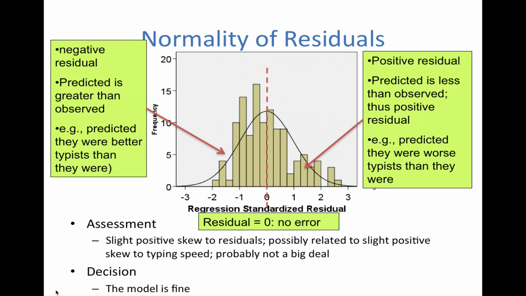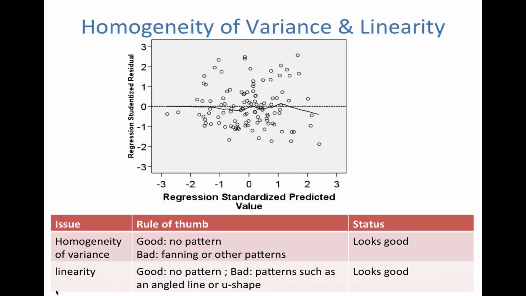You can also get plots of the residuals to see whether it's roughly normal. Here it's not perfect, but it's not too bad. You can get a plot of the predicted values. These are standardized predicted values. So these are people who are predicted to have, on the right, very fast typing speeds, and on the left, very low typing speeds. And plot that against the residuals.